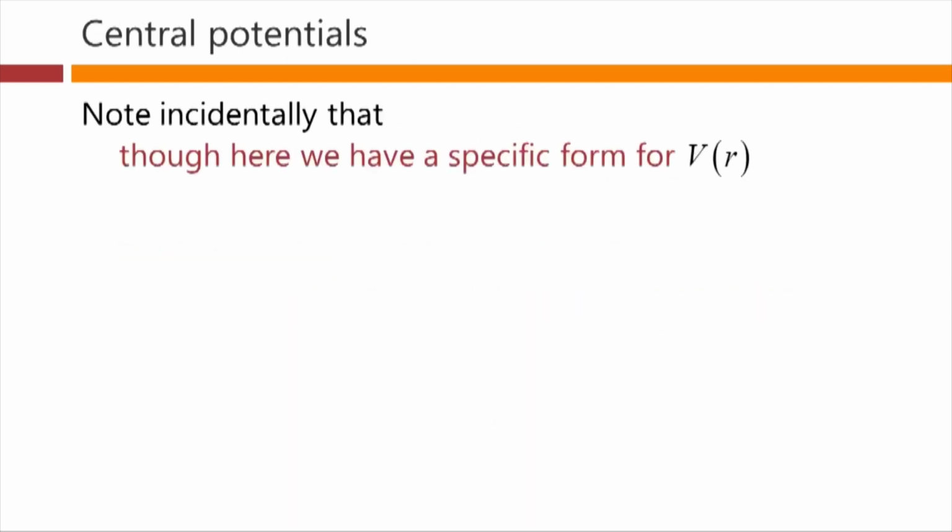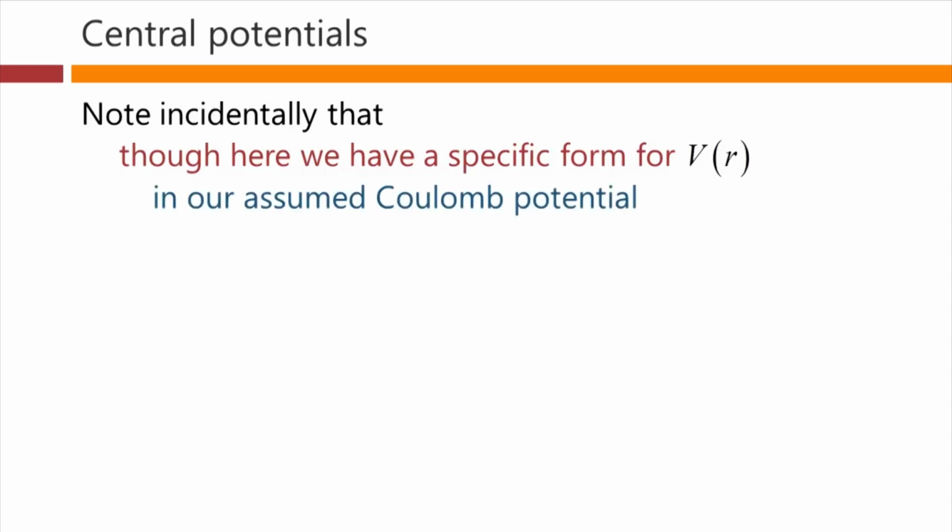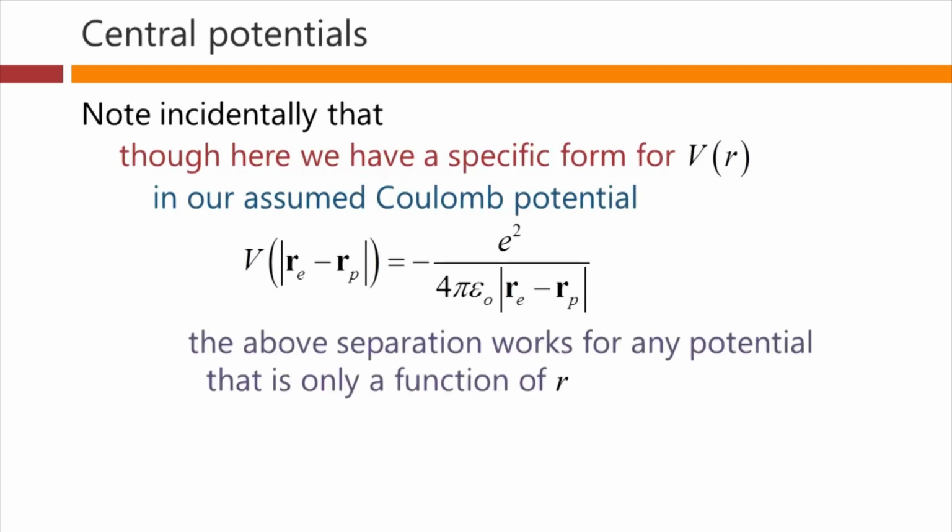Note incidentally that in this equation we've got a specific form for V of r. It's our Coulomb attraction between a simple electron and a simple proton. And that gives us our assumed Coulomb potential like this. This separation is going to work for any potential that is only a function of little scalar r here. There's nothing in the arguments we put together so far for this separation that required any particular functional form here for V of r. What was important was that the potential only depended on the scalar distance between the electron and the proton.